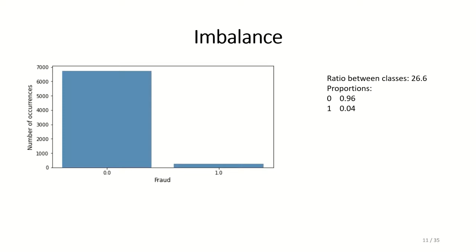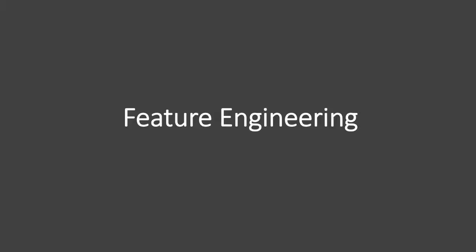About imbalance, well, we have a hugely imbalanced data set. We have 96% normal transactions compared to 4% fraudulent transactions. So we must tackle this later.